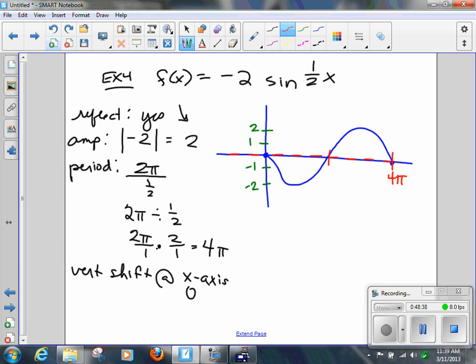What's the halfway point? How did you figure that out? Half of 4 is 2. Half of 2 is 1. 1, 2, 3, 4 pi. Right on? Cool with this? So far? Good. We're going to cover phase shift tomorrow.